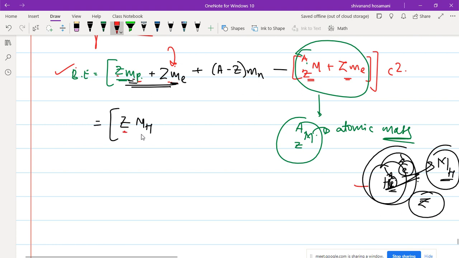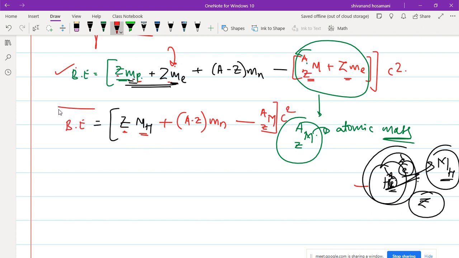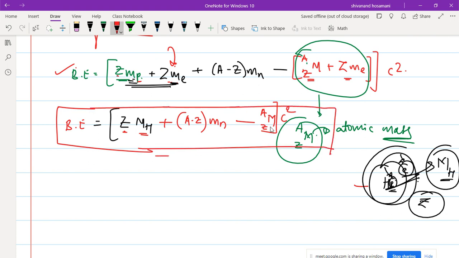Then I will rewrite the same equation as Z into mass of the hydrogen plus (A minus Z) times mass of the neutron minus, now replaced with the atomic mass M with A and Z, into c square. That gives the total binding energy of the nuclei in terms of atomic mass. So if they give the total atomic mass, then take this mass of the hydrogen here. Okay. So it will be treated for the atomic mass. Done with this? This is defined as the binding energy.